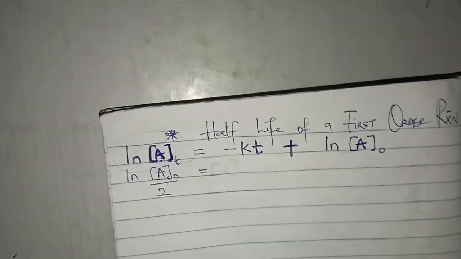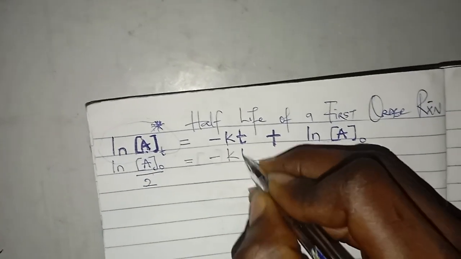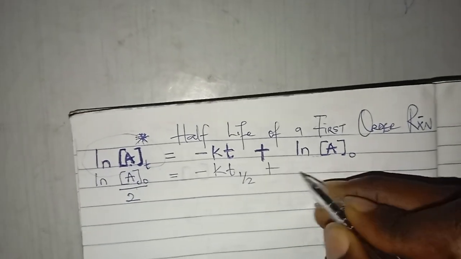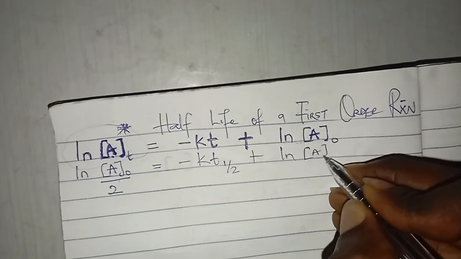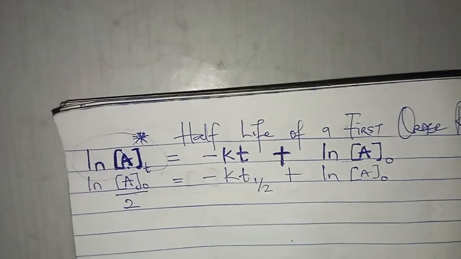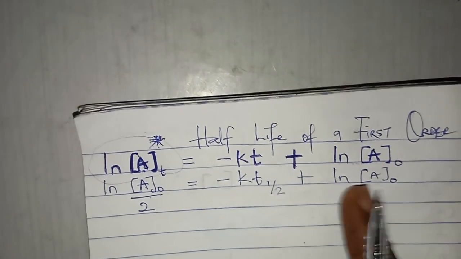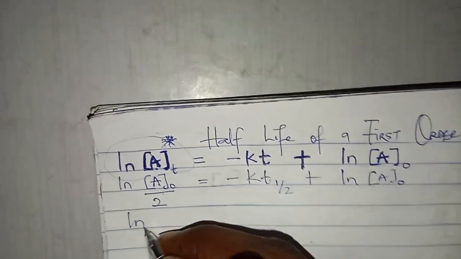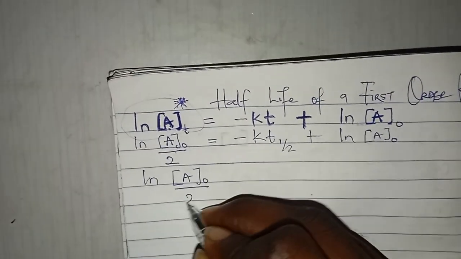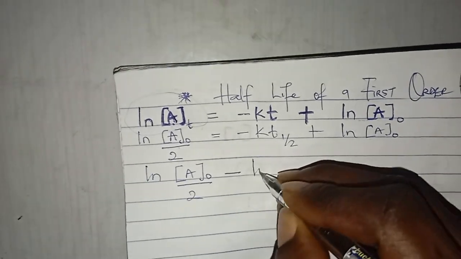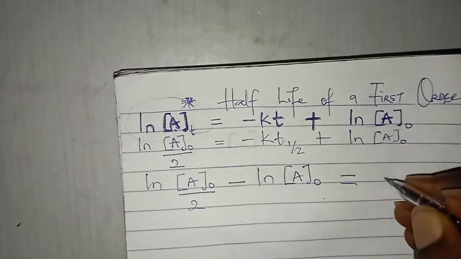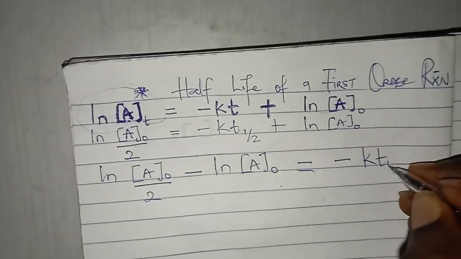So this equals minus k t, and the t here is t half, that is half-life, the time to get to half of it, plus ln A naught, initial concentration. So what I'm going to try to do here is to make t half the subject of the formula. I need this one to cross over, so this becomes ln A naught over 2 minus ln A naught, that is initial concentration, equals minus k t half.